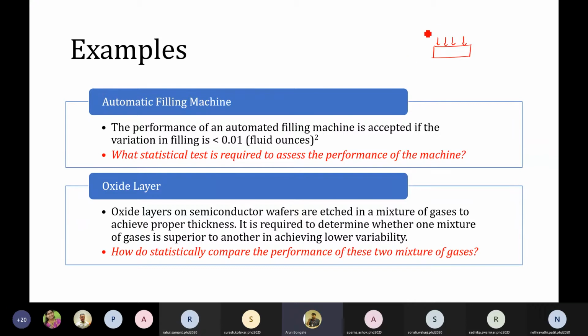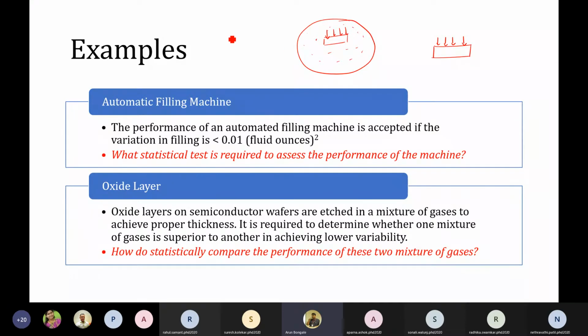This is done through some chemical process. One procedure is to keep the substrate in a chamber and fill it with a mixture of gases, and have some temperature, some procedure, so that through some chemical reaction, the atoms in the gas mixture get deposited on the substrate surface, right? So what is the problem here? It is required to determine whether one mixture of gases is superior to another in achieving lower variability.